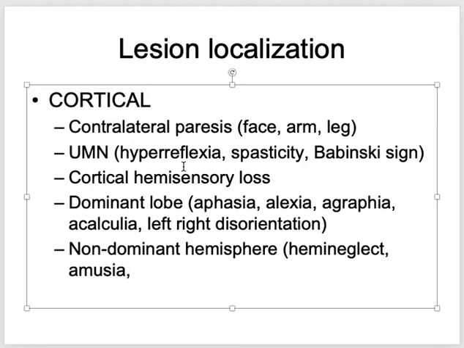Amusia is simply, as you can see, from music. Music, right? So amusia is simply these are the people who are unable to differentiate musical tones. We call it amusia. And one more thing which they present with is something called dysprosody. We call this foreign accent syndrome.